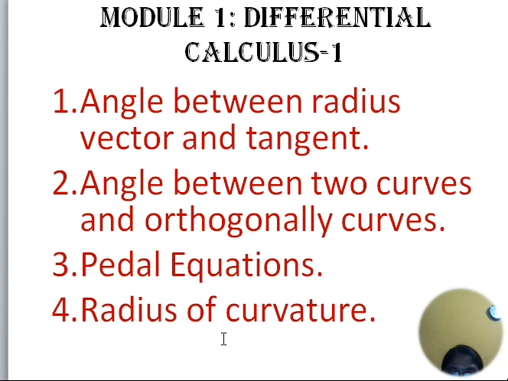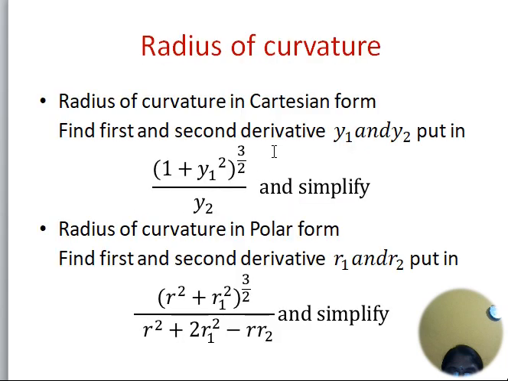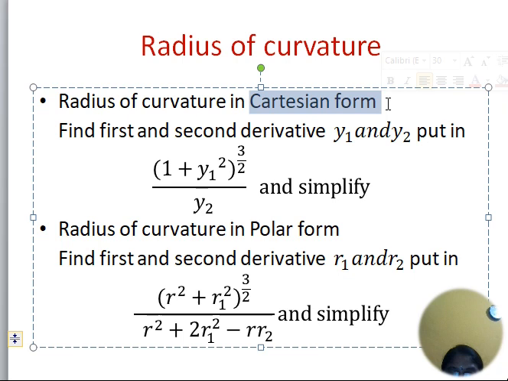Okay, and then next one is radius of curvature. Radius of curvature we have for two types of equation. One is Cartesian form and second one is polar form. So radius of curvature for Cartesian form is given by this formula: 1 plus y1 square raised to 3 by 2 divided by y2. And radius of curvature in polar form is given by this equation: r square plus r1 square raised to 3 by 2 divided by r square plus 2r1 square minus r r2.